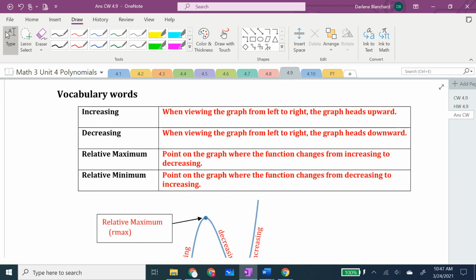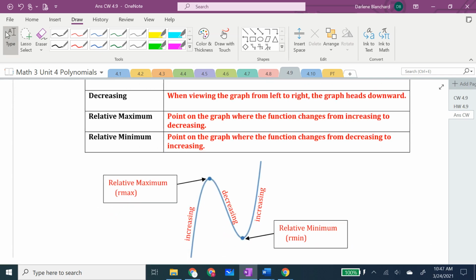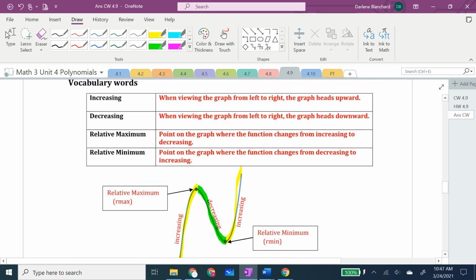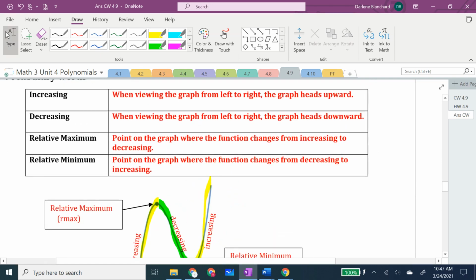A graph is considered to be increasing, which means the function is increasing, if when you go left to right, you are heading upward. So you are always thinking left to right. If I'm going left to right, I am heading upward, so I am increasing. Then I am heading downward, so I am decreasing. And then I change and I am increasing because I'm heading up. So it's about heading upward or downward from left to right.